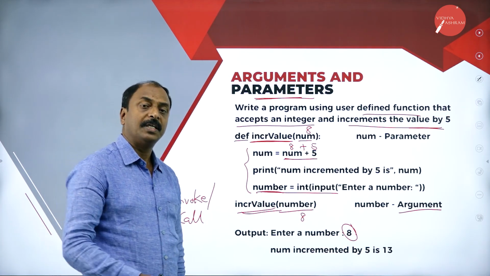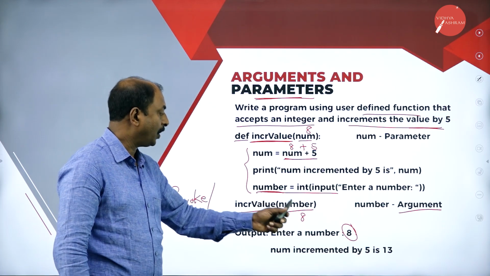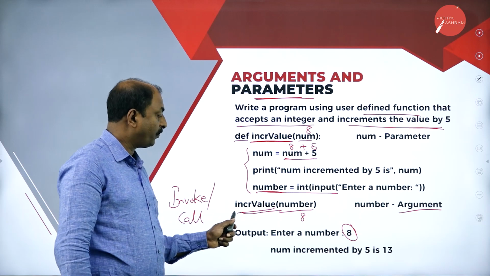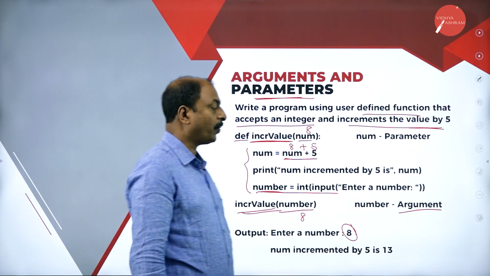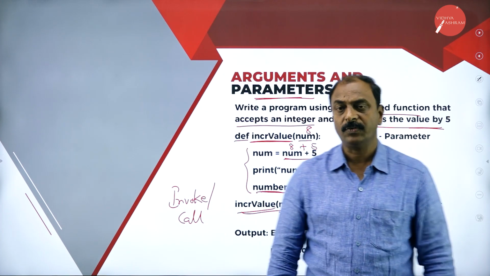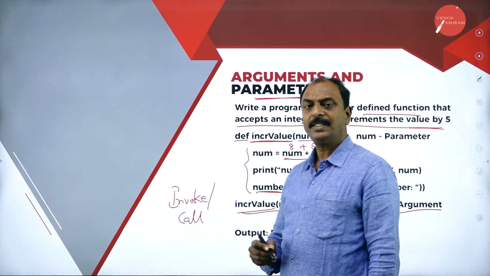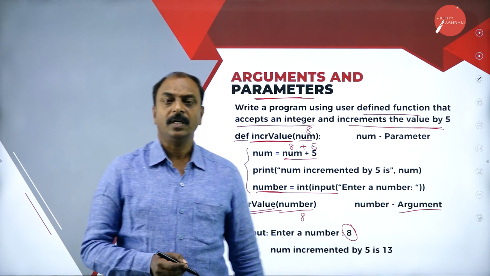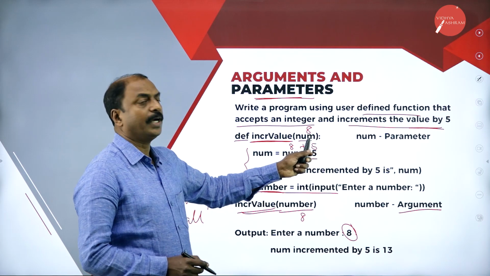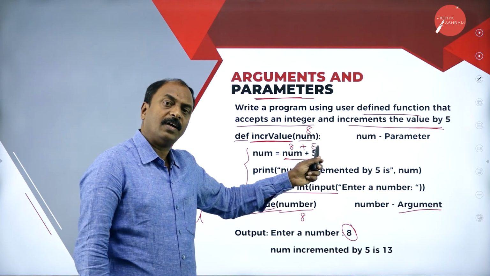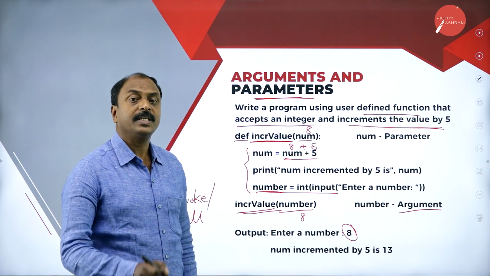So this is how to create a user-defined function, how to write the parameters and arguments, and how to invoke or call the function. This is an example of a user-defined function with arguments and parameters. Arguments and parameters are variables, and parameters are the variables we use in the function definition, while defining a function, or in the function header.